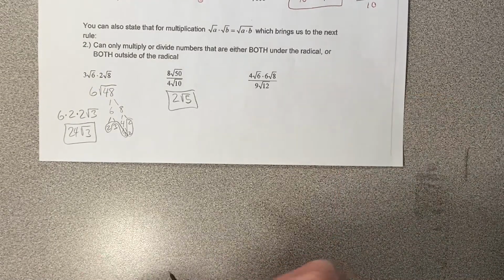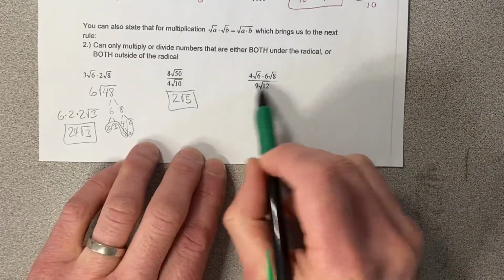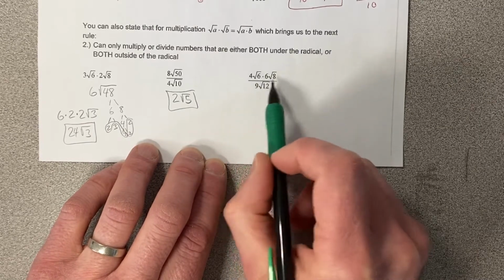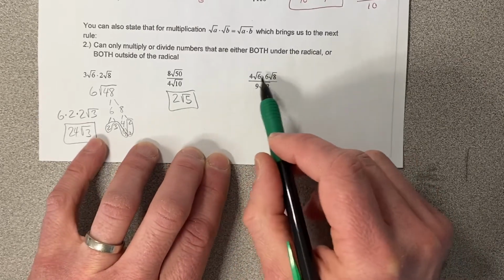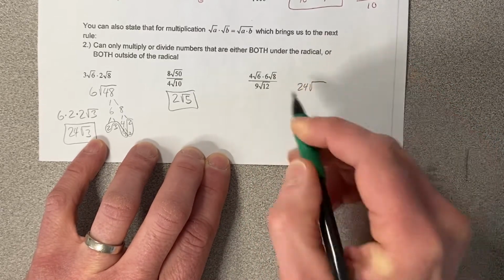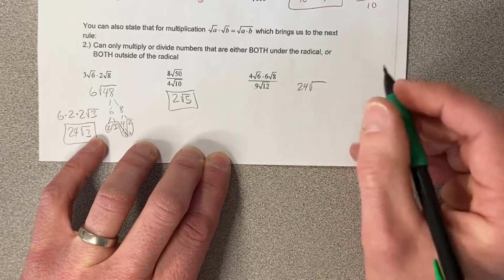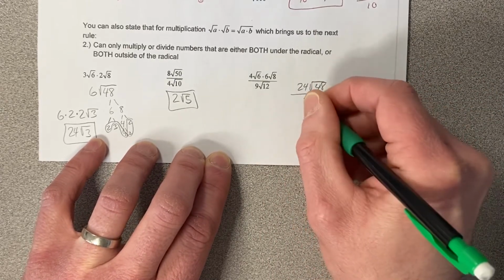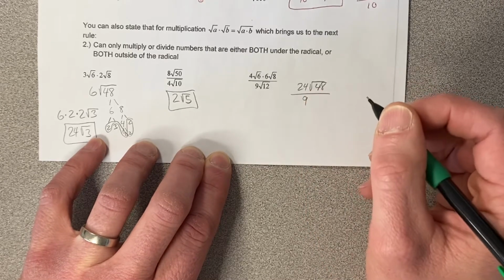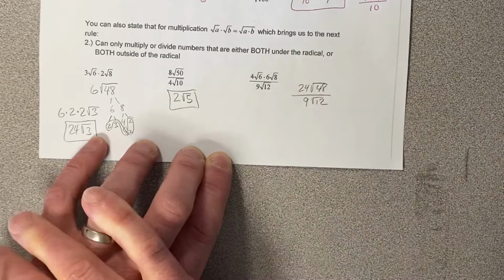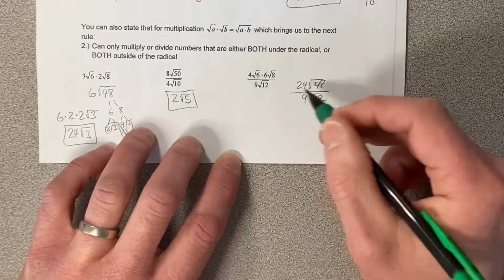Remember that fraction or division bars act as a grouping symbol. What I mean by that is, let's simplify this numerator first. 4 times 6 will simplify to make 24, and then 6 times 8 is 48. And then on the bottom here, we've got 9 over square root 12. We can go ahead and divide these.